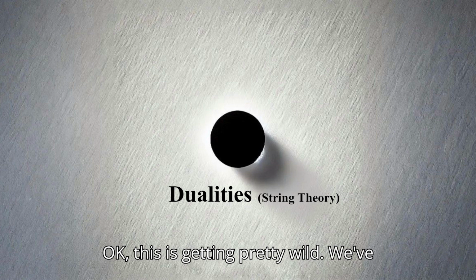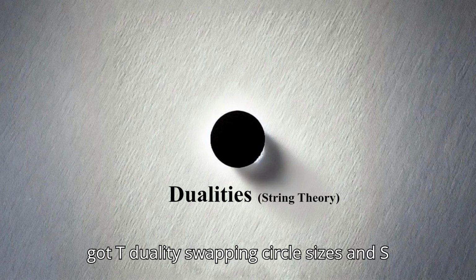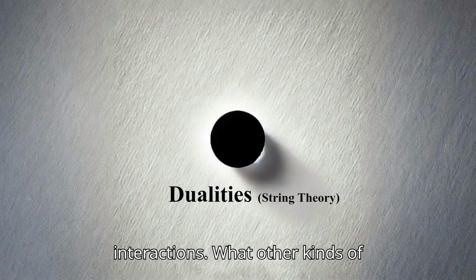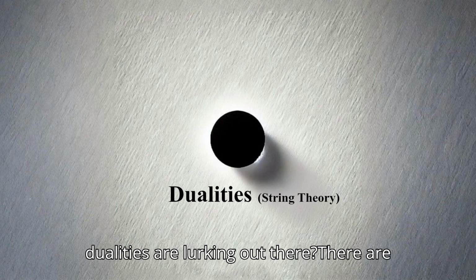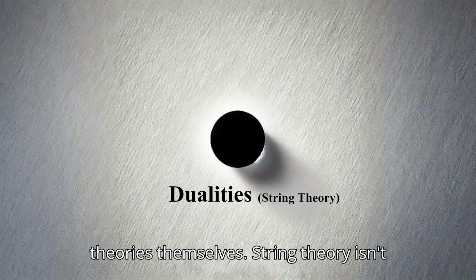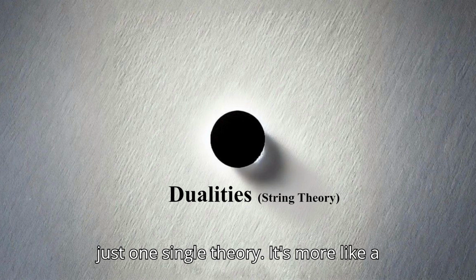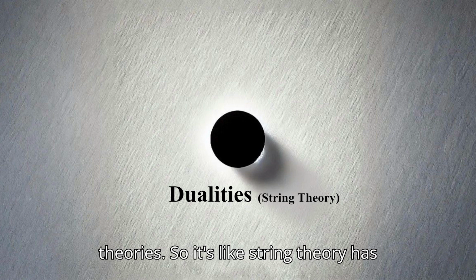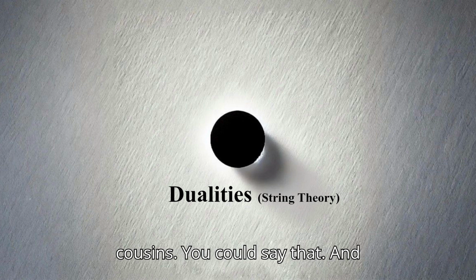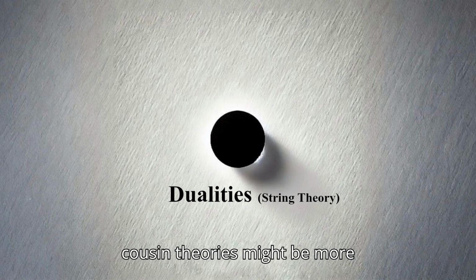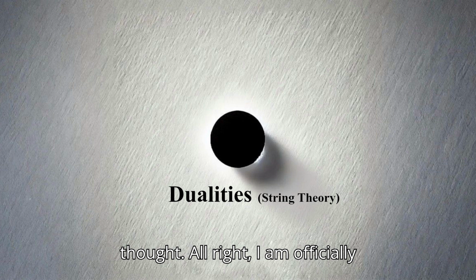Okay, this is getting pretty wild. We've got T-duality swapping circle sizes and S-duality messing with the volume of interactions. What other kinds of dualities are lurking out there? There are actually many others, and some of them connect different types of string theories themselves. String theory isn't just one single theory, it's more like a family of related theories. A family of theories. So it's like string theory has cousins. You could say that. And dualities reveal that some of these cousin theories might be more closely related than we initially thought. All right, I am officially intrigued.